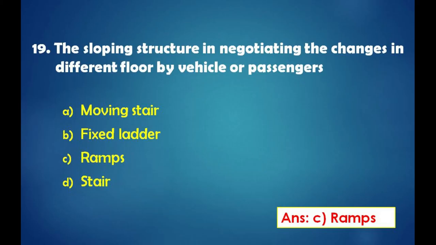The sloping structure in negotiating the changes in different floor by vehicle or passengers is known as A. Moving stair, B. Fixed ladder, C. Ramps, D. Stair. The answer is, the sloping structure in negotiating the changes in different floor by vehicle or passengers is known as a ramp.